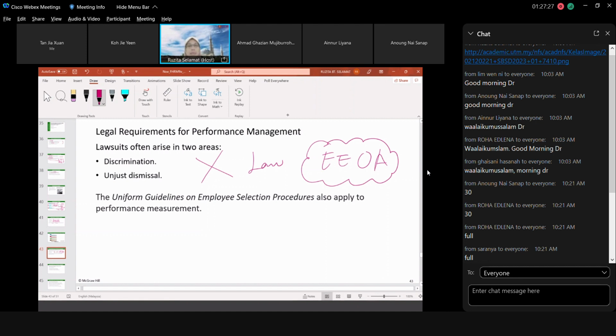Alright, so this is just for your knowledge lah. Macam di US, mereka ada. This issue is a very very critical, very challenging for the employer. Right?